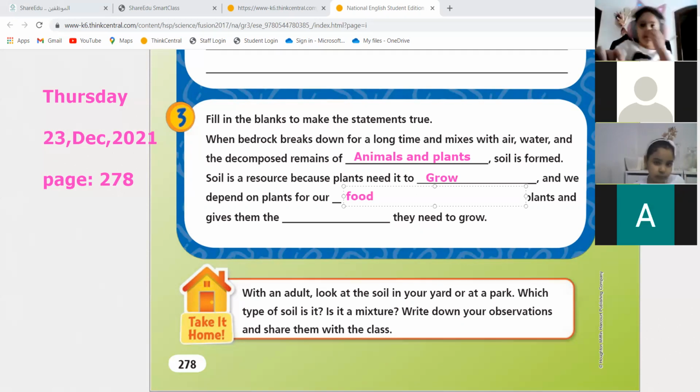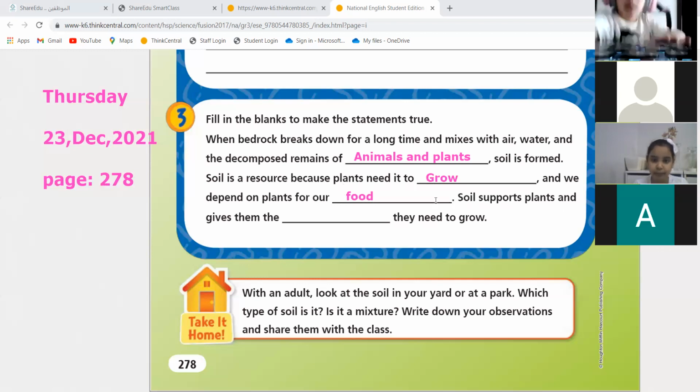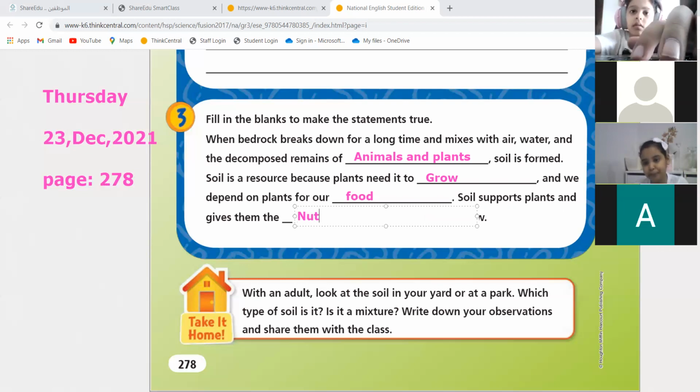We did that already yesterday, ya habibi. Wake up. We depend on plants for our food. We need to eat from these plants. We eat fruits, vegetables, plants. So we depend on them for food. Soil supports plants and gives them nutrients. Remember nutrients?